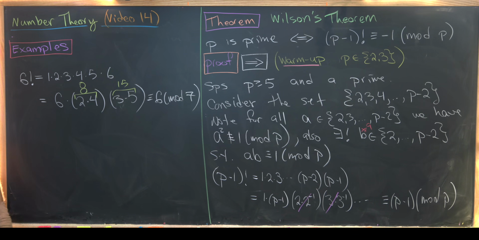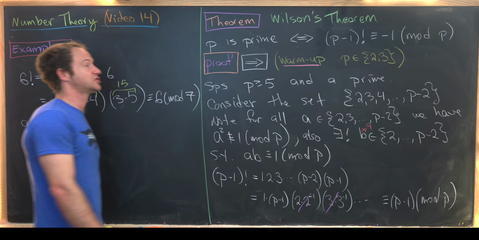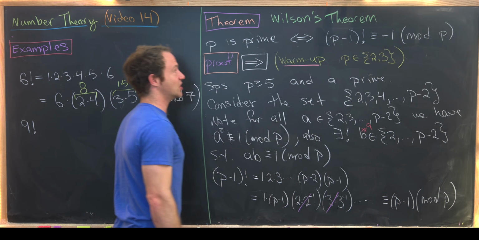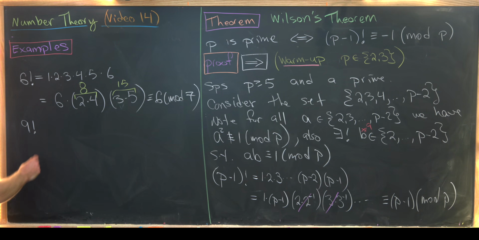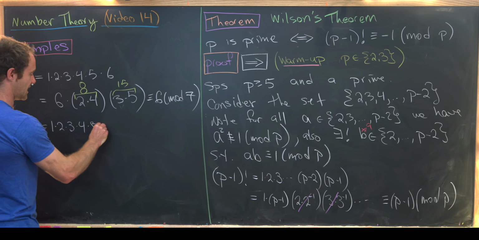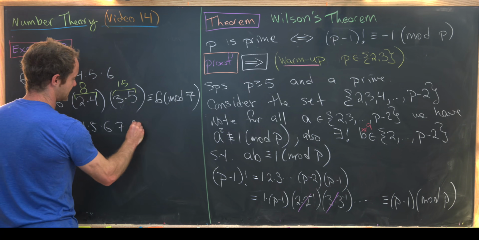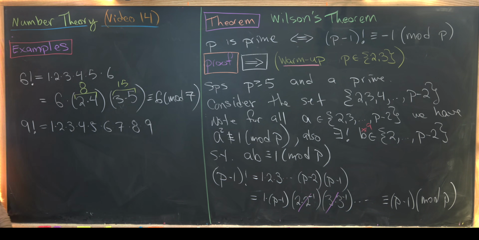Okay, so now let's see what happens if we're working modulo not a prime to show that this does not work. Let's look at maybe 9 factorial. Since we're looking at 9 factorial, that means we're working modulo 10. So this equality should not hold because we know that 10 is not prime. So let's look at that. We've got 1 times 2 times 3 times 4 times 5 times 6 times 7 times 8 times 9.